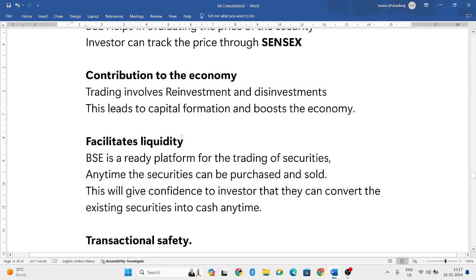Next, facilitates liquidity. So what happens? BSE is a platform for trading securities. So it is a platform where the investors can buy the securities, sell the securities. They can convert their securities anytime into cash. So when BSE provides this liquidity, investors will have the confidence that whatever securities they have in their hand, they can convert it into cash anytime they want. So it builds a kind of confidence in the investors.